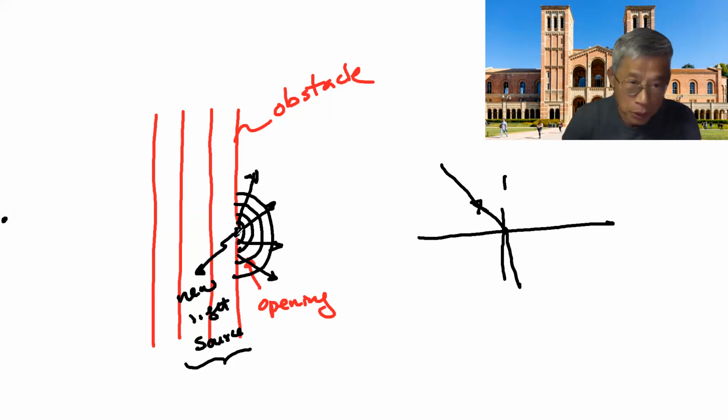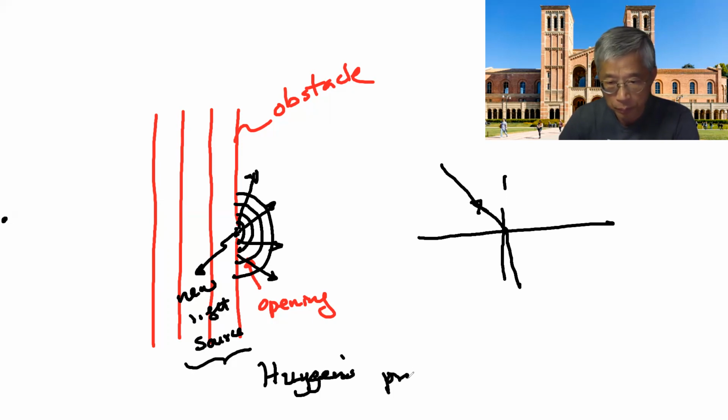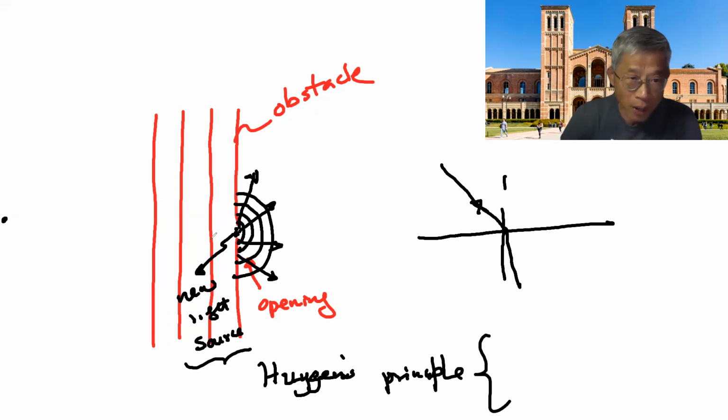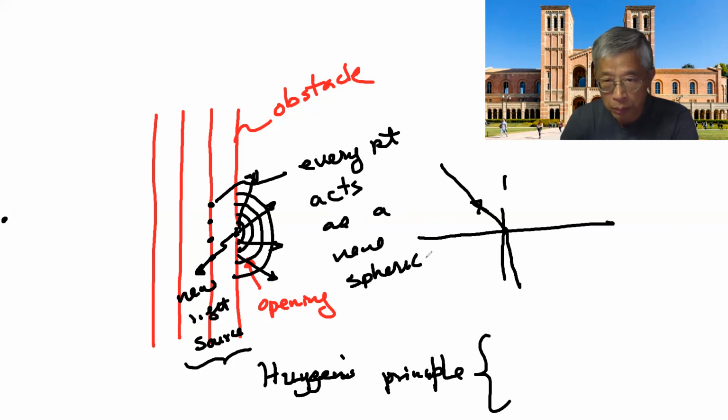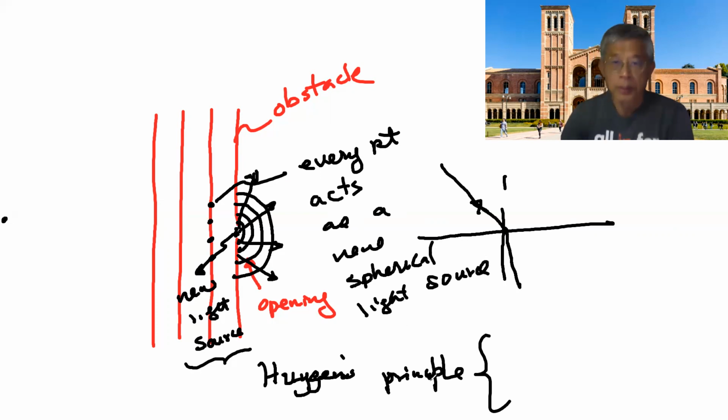And this is based on this idea of a new light source, which is Huygens' principle. It basically says that for the wavefront, every single point can act as a new spherical light source. All right, so that's Huygens' principle.